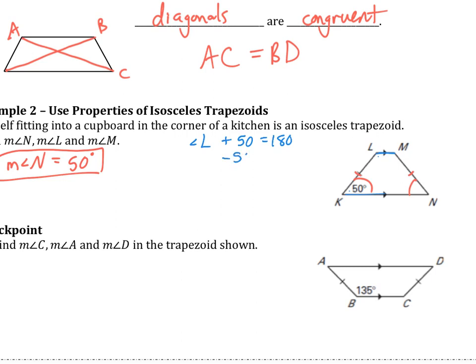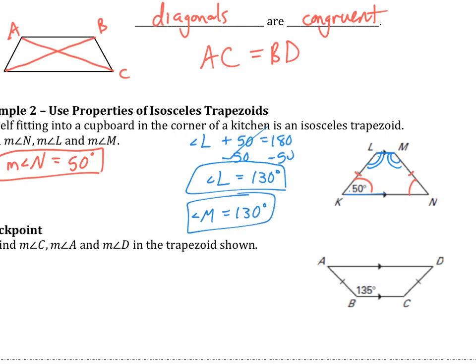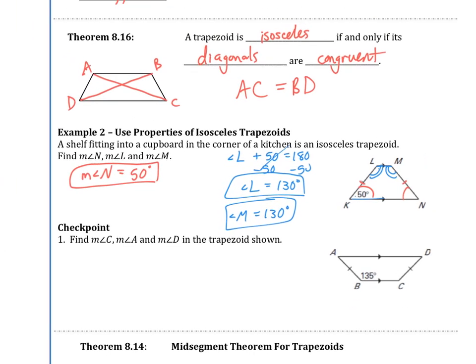And if we solve this, angle L is equal to 130 degrees. So if angle L is 130, we know that angle M is also 130 degrees because L and M have to be congruent because they are base angles and it's an isosceles trapezoid. So the blue angles are equal and the red angles are equal.